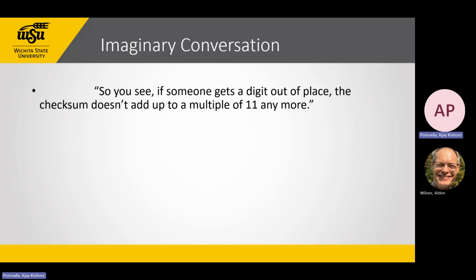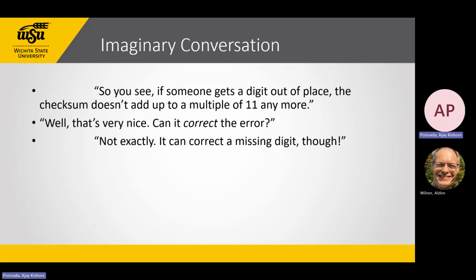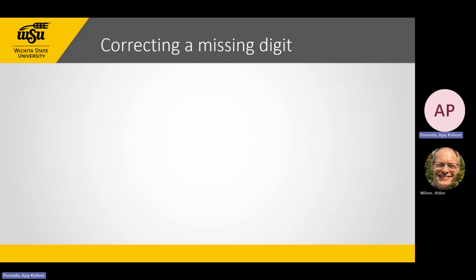So that's the thing we already know. Yeah, it's easy to know. Well, that's very nice. Can it correct the error? Not exactly. It can correct a missing digit though. Yeah, if a digit is missing, we can correct it. But we can't correct a mistyped one or an exchanged one. Note, it's an erasure code.